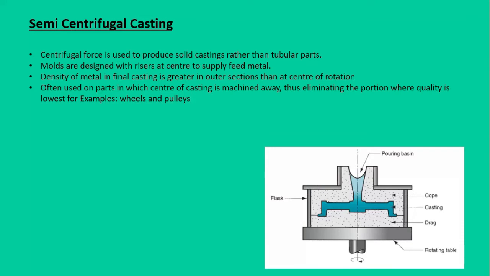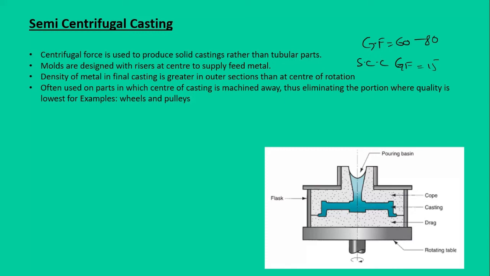The second type of centrifugal casting is the semi-centrifugal casting. In this method, centrifugal force is used to produce solid castings. Like in the true centrifugal casting, it was used to produce hollow sections like tubes and pipes and other tubular parts. Rather, in this kind of casting, it is used to make solid products. The rotation speed in semi-centrifugal casting is usually set to a G factor of around 15, while in the case of true centrifugal casting, you remember the G factor was around 60 to 80.